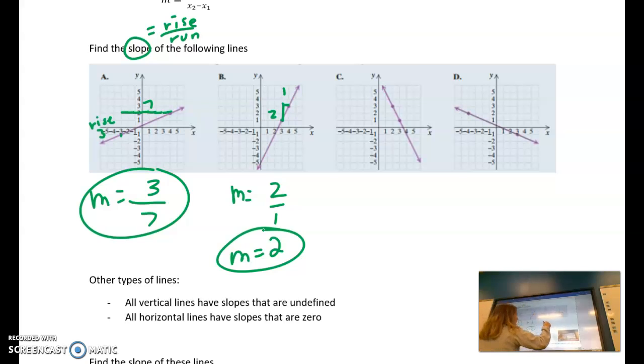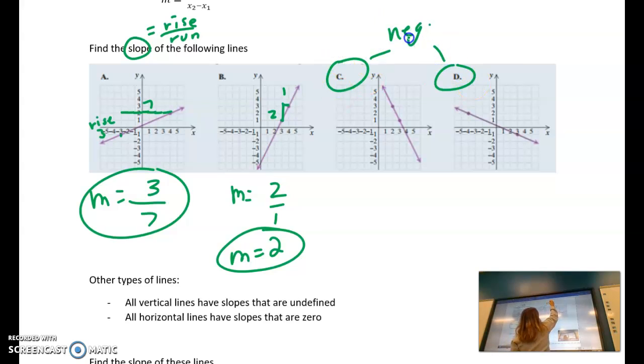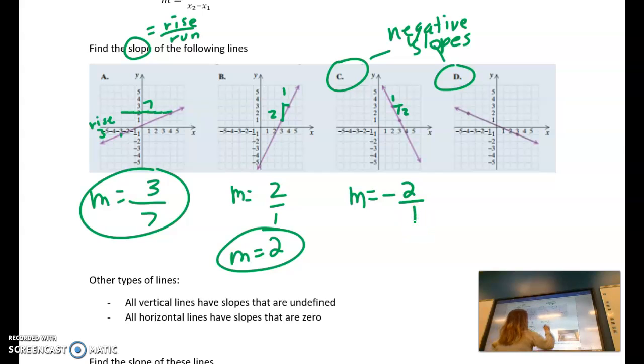All right, letters C and D are a little bit different. Notice both of these lines are going down. So C and D both have negative slopes. So I automatically know m equals negative because, again, the line is going down from left to right. So let's go ahead and count our rise over our run. So we're rising 2 and we're running 1. So 2 over 1. So then from there, let's go ahead and simplify. m equals negative 2.